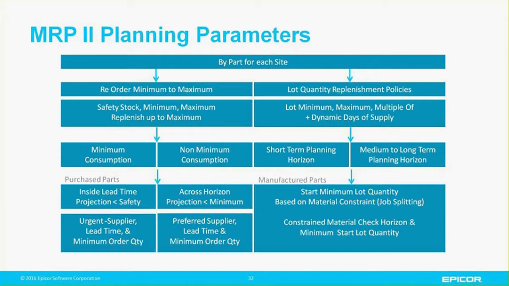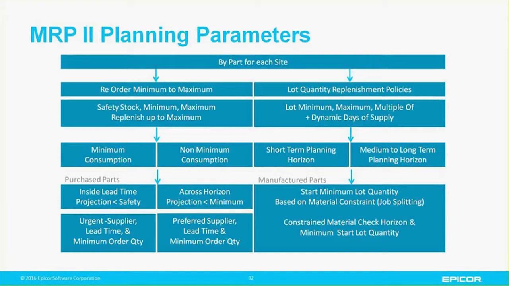It is possible to define different lot quantity MRP rules for both a short-term horizon and the normal medium to long-term horizon. Plus, for manufactured parts planned via MRP, it is possible to define minimum start quantities for new planned jobs. These kick in over a defined horizon and where there is not sufficient material available to produce the normal lot size. These rules automate job splitting.